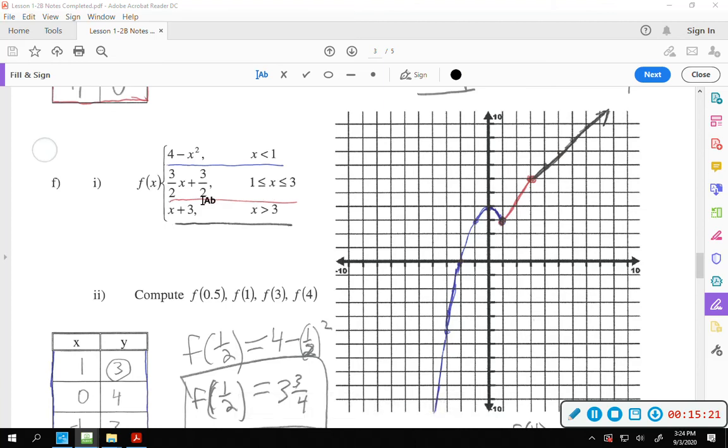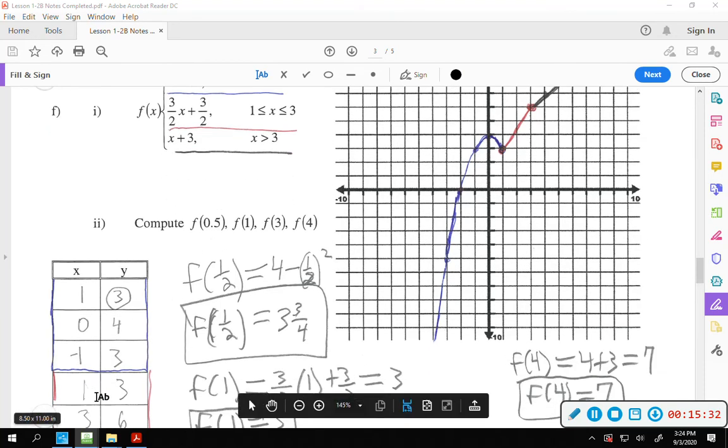1 actually goes into the second piece of this piecewise function. And when I plug 1 in, I get 3 halves plus 3 halves, or 6 halves, which is 3. I get 3 out. I don't circle it. It's filling in that open circle that was temporarily there.